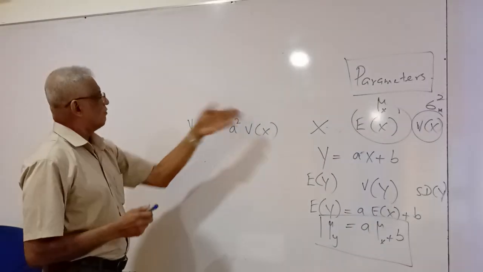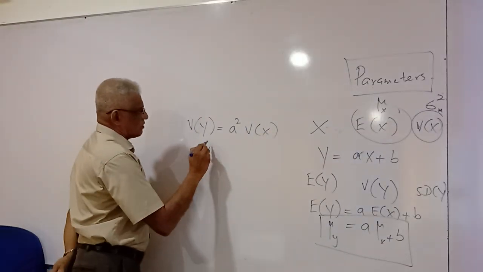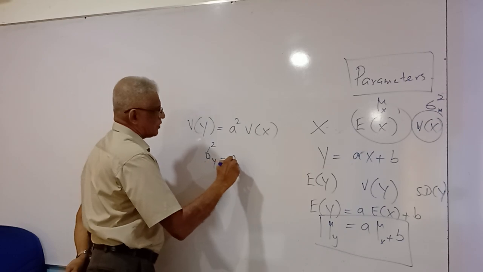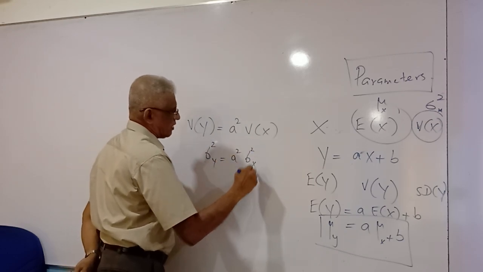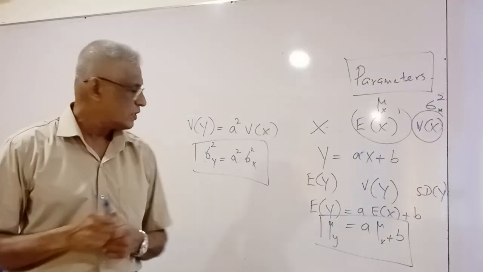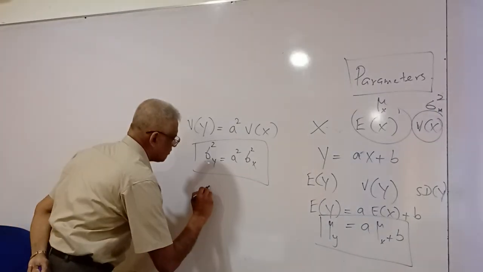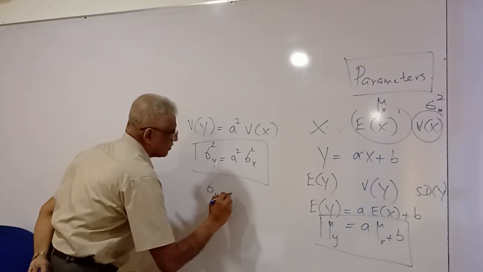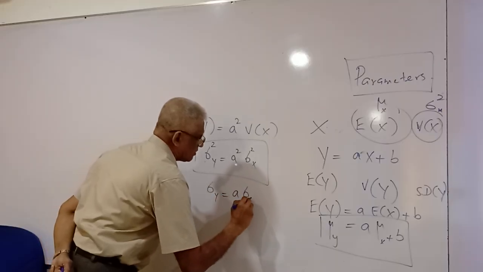So we can say, for example, sigma square y is equal to a square times sigma square x. This is the other important result you can remember. Therefore the standard deviation sigma y is equal to the absolute value of a times sigma x.